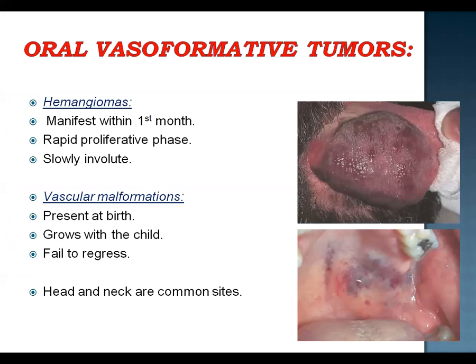Next, we will move towards the next classification of benign connective tissue tumors, that is, the vascular or blood-forming cells. In oral vasoformative tumors, there are two types: hemangiomas and vascular malformations. Hemangiomas manifest within the first month after birth, with a rapid proliferative phase and slow involution. Vascular malformations are present at birth, grow with the child and fail to regress. Head and neck are the commonest sites for these lesions.